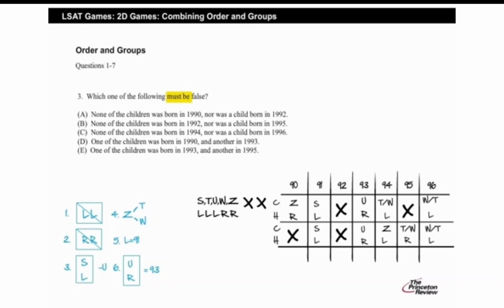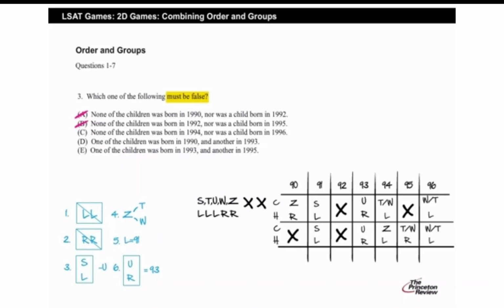Question 3 asks, which one of the following must be false? So you will be eliminating answers that could be true in at least one of the two scenarios. Answer choice A, none of the children was born in 1990, nor was a child born in 1992, could be true in scenario 2, so you can eliminate it. Answer choice B, none of the children was born in 1992, nor was a child born in 1995, could be true in scenario 1, so you can eliminate that one too.